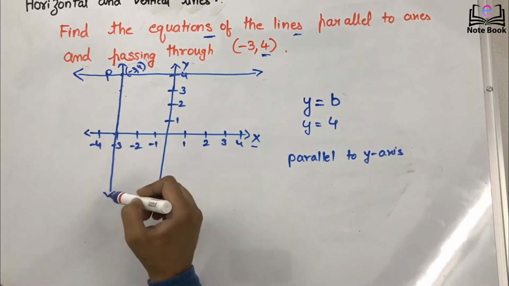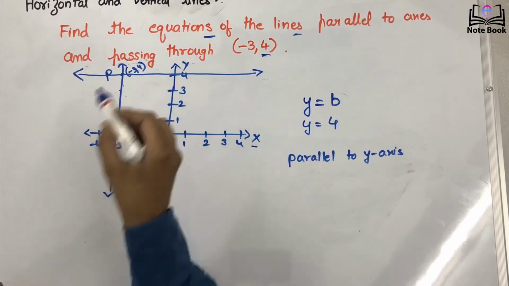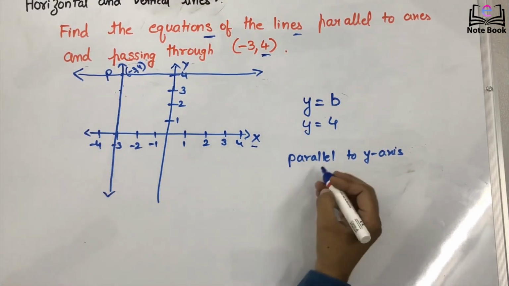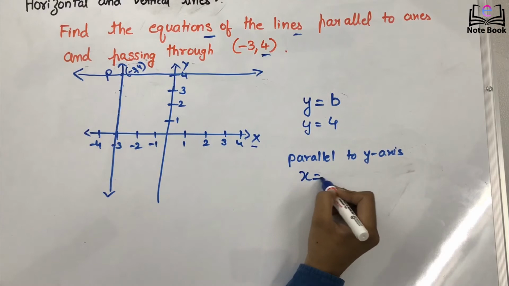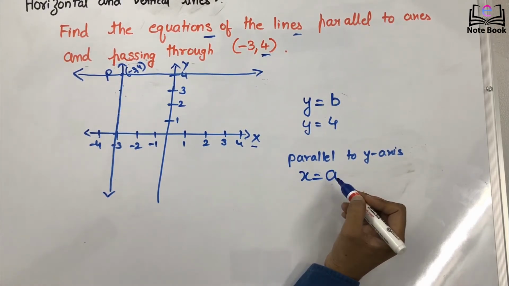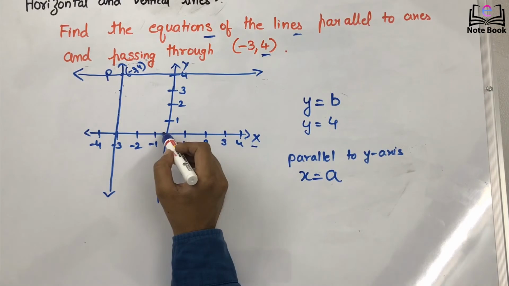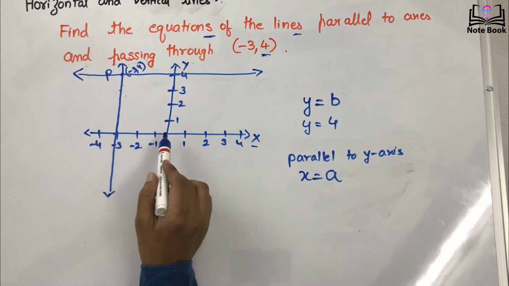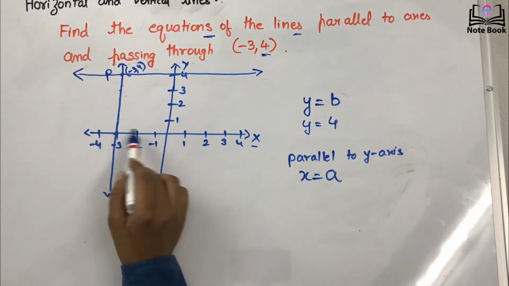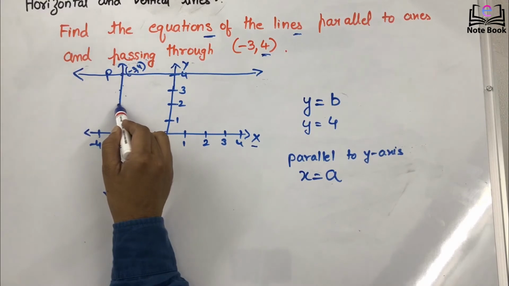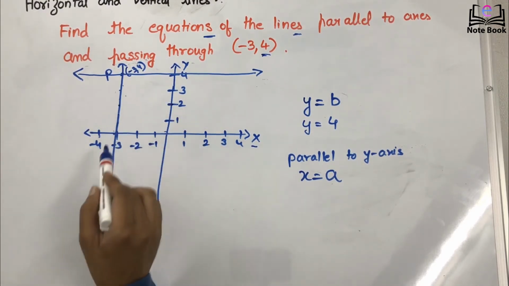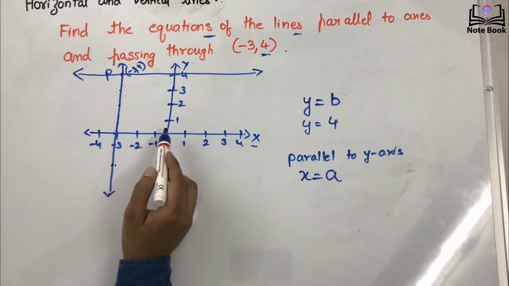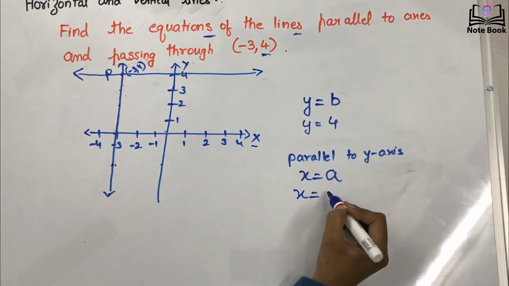Consider this line. This line is parallel to y-axis and it passes through minus 3, 4. Any line which is parallel to y-axis will have an equation like this: x equal to a, because it will be at a distance of a units from y-axis. Now consider this line which is parallel to y-axis. It will always be at a distance of 3 units. If you consider a point here, it will be a distance of 3 units from y-axis. If you consider a point here on this line, it will be at a distance of 3 units from y-axis. Since it is on the negative side, you will write x equal to minus 3.